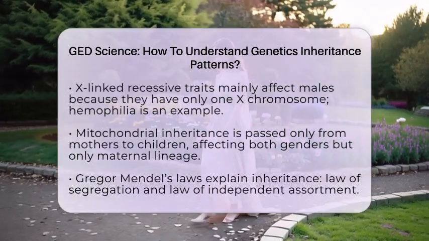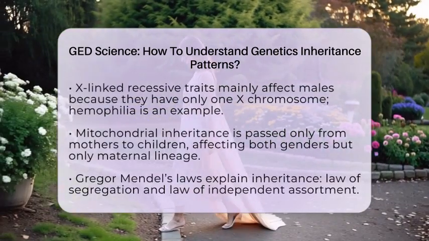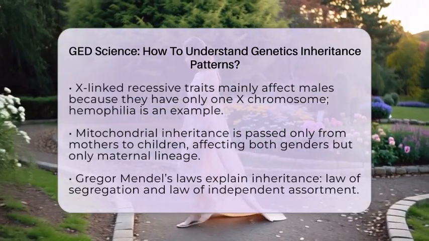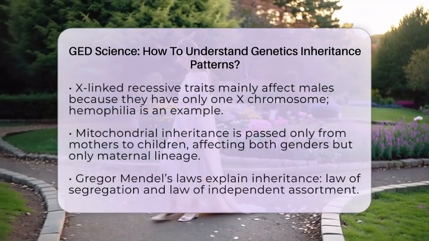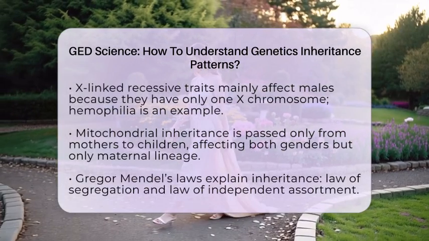Mitochondrial inheritance is another pattern. It only passes from mothers to children because mitochondria come from the egg. Both males and females can be affected, but only mothers pass it on. This pattern explains some inherited diseases caused by mitochondria.